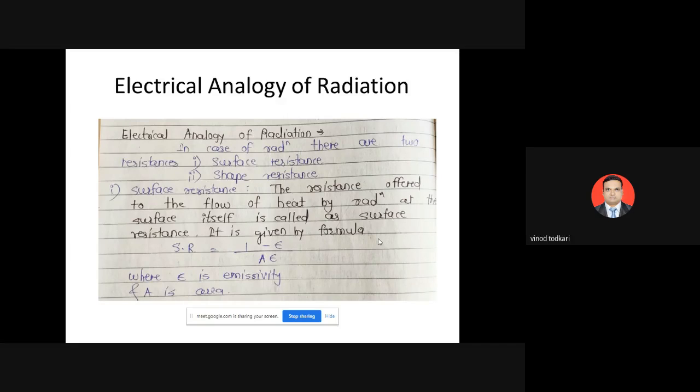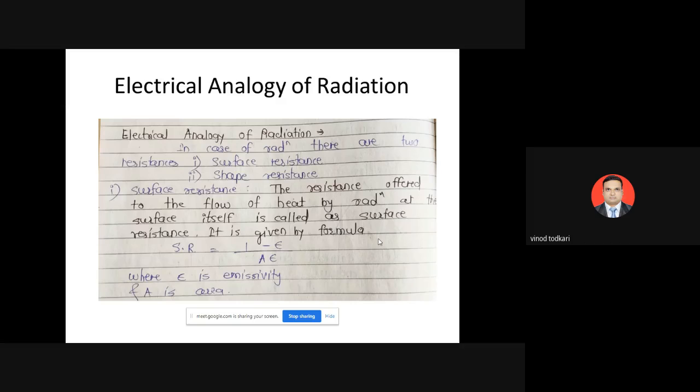What is surface resistance? The resistance offered to flow of heat by radiation at the surface itself is called surface resistance. It is given by the formula (1 minus emissivity) upon (area into emissivity). These formulas are very simple. Already in the last lecture, we discussed what emissivity is and what the appropriate values of emissivity are. So the first resistance is surface resistance.